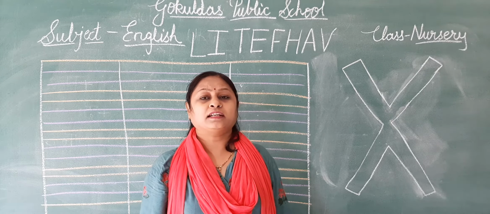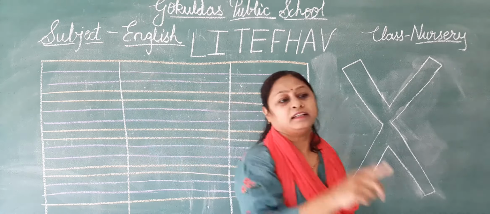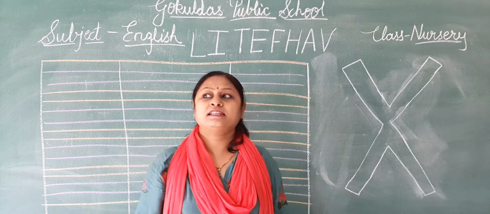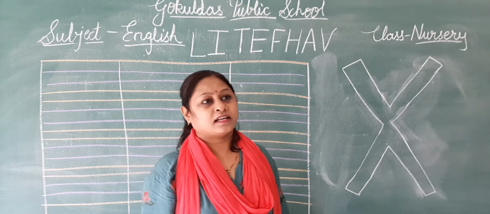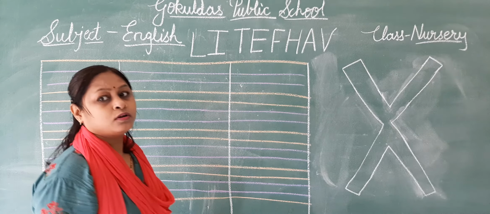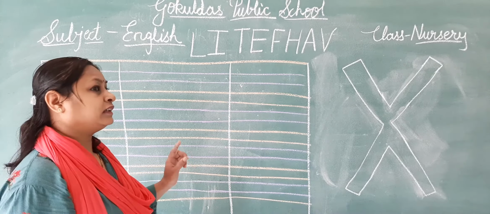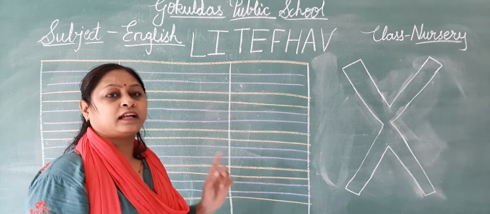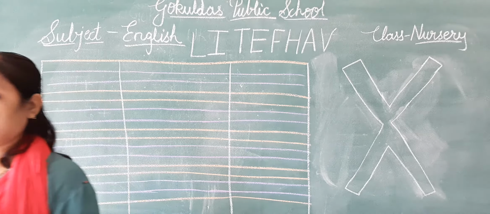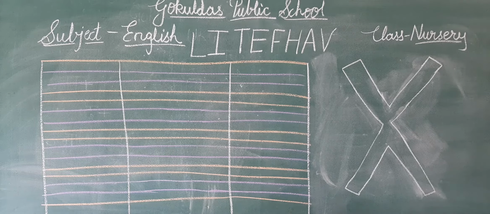Again, slanting line down and slanting line down. So, which letter is this? X. Understand, my dear? So, we have learned the letter X. What are we going to learn? Formation of letter X. So, let us start writing.